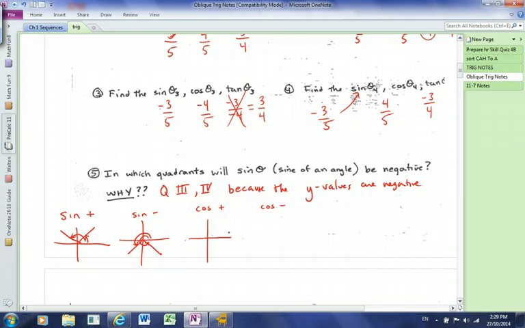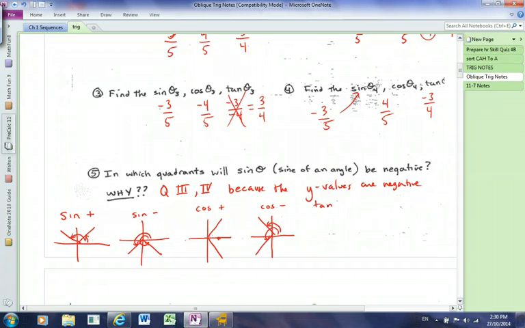Where's the cosine positive? Which quadrants? 1 and 4. Okay, 1 and 4, because the adjacent is positive there. So cosine's positive there, and it's negative over here. You would have an angle going like that, and then an angle going like that.